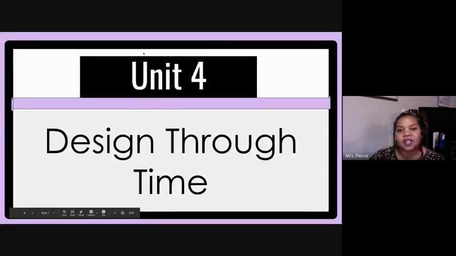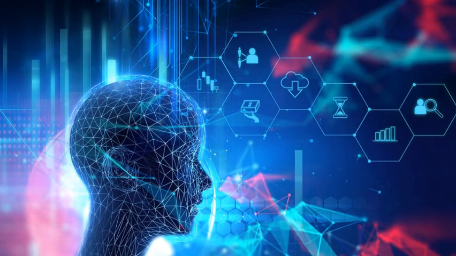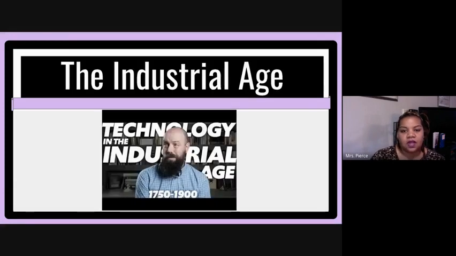Unit 4, Design Through Time. Our overview. Our objective is this. This week we will analyze 2 additional ages in our Design Through Time unit, okay? Students, you guys are going to build knowledge by actively exploring real-world issues and problems, developing ideas and theories, and pursuing answers and also solutions. Okay, so let's talk about.